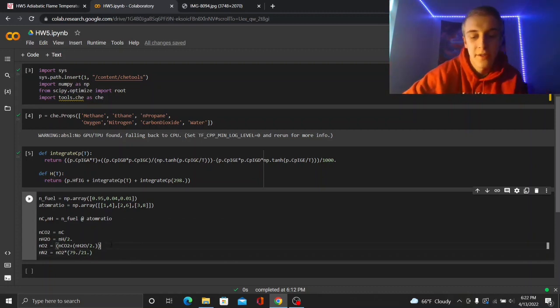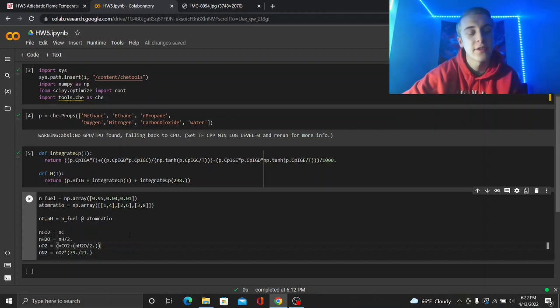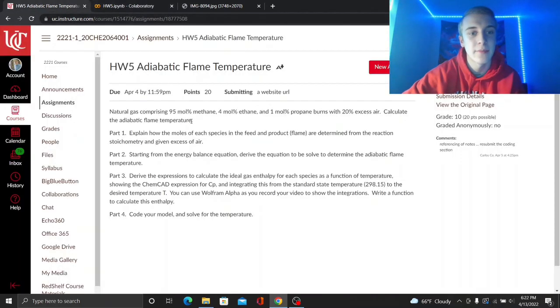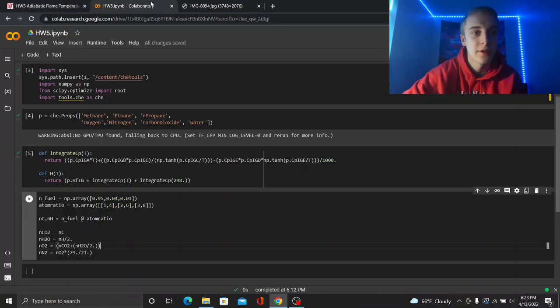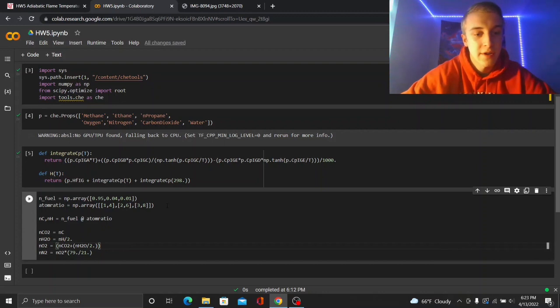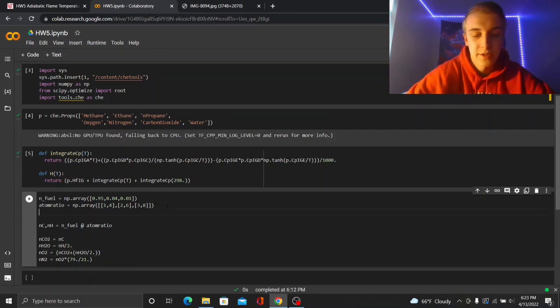And then one final thing that will also come into play here is for our moles of oxygen and nitrogen, we need to remember that in the problem, they told us that it will be in 20% excess air. So that air is going to be including oxygen and nitrogen. So to account for that, I'm just going to add a little thing in here for our excess air.